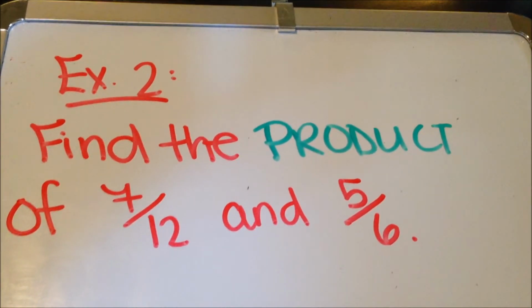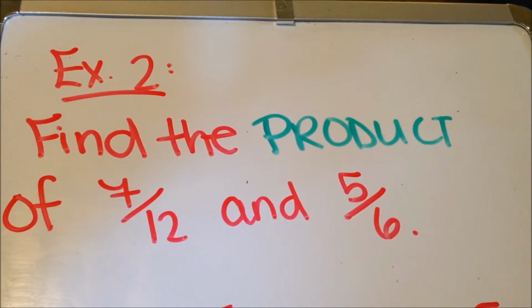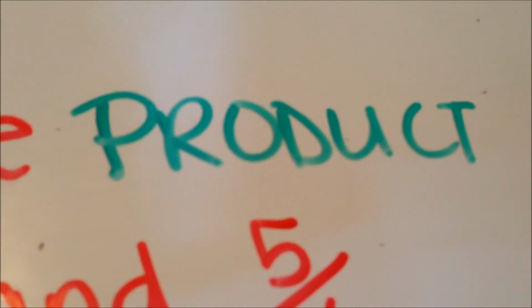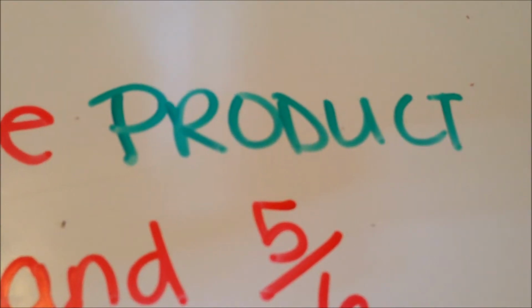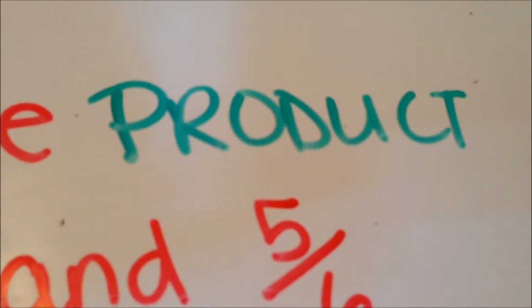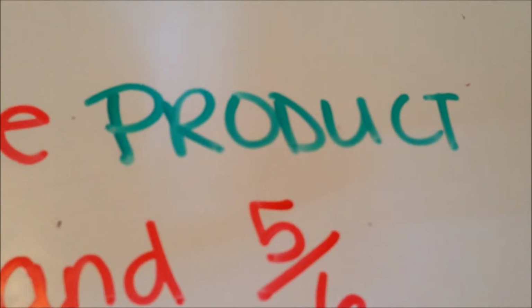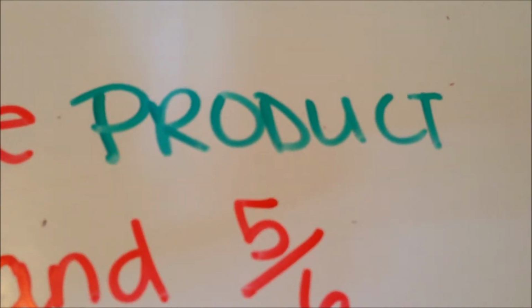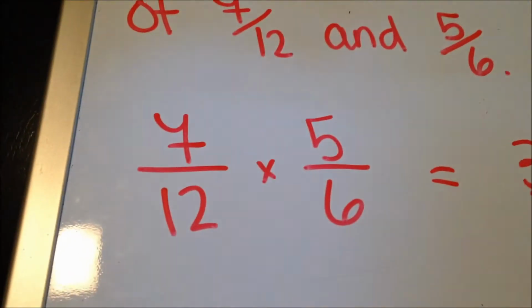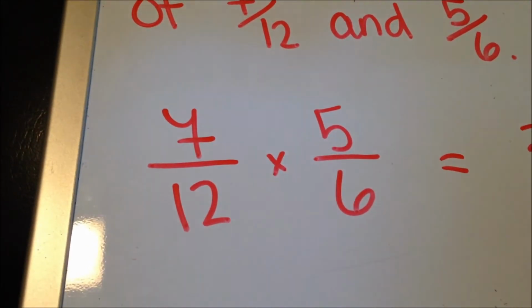Example 2, find the product of 7/12 and 5/6. Notice I have the word product highlighted. The word product means multiplication. So going back a little bit, the word sum means to add, the word difference means to subtract, and the word product means to multiply. So we're going to do 7/12 times 5/6.